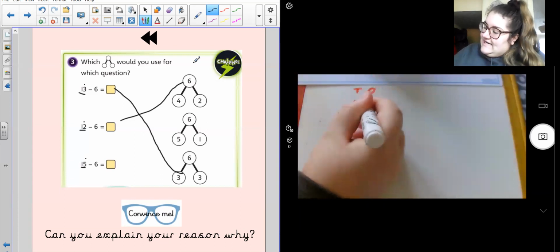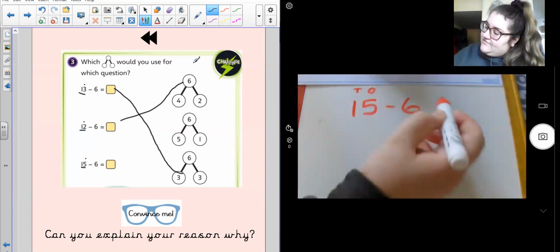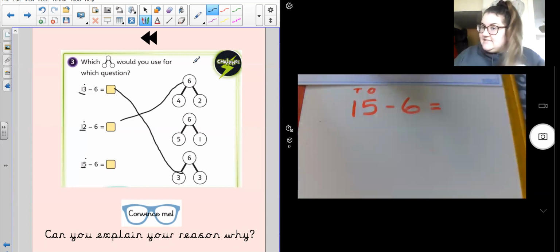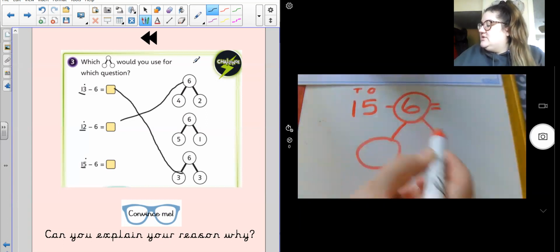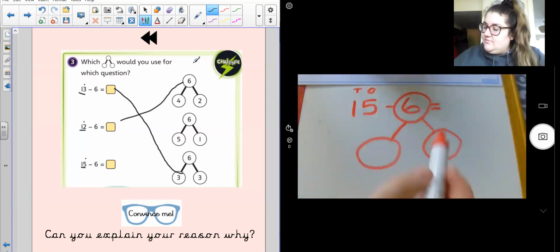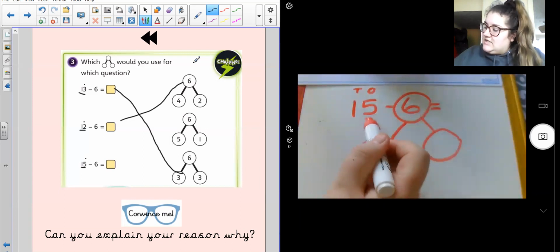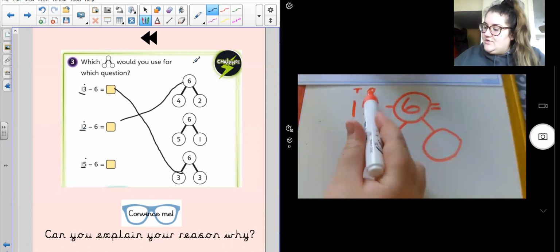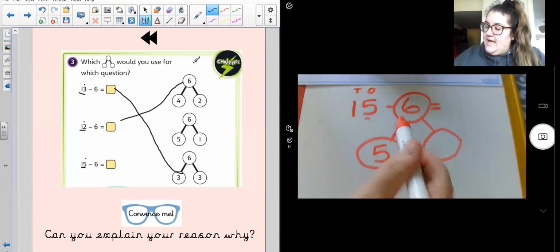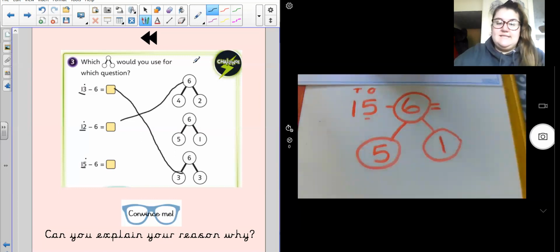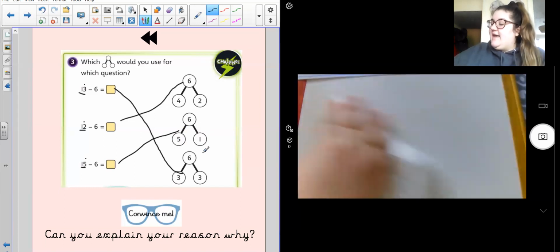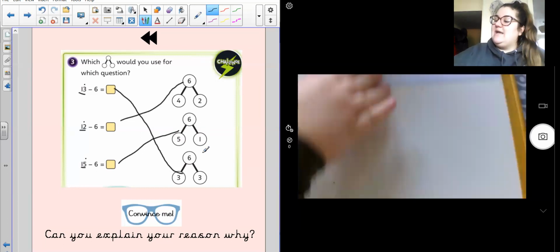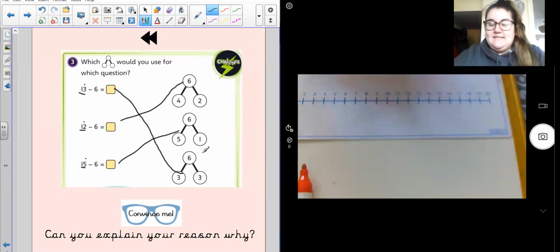So I've got 15 take away 6. 15 subtract 6, okay? And I'm going to take my number 6 and I'm going to partition it into 2 parts. And I know that I've got 5. I'm going to use my ones from the whole number. And I know that 5 add 1 more is 6. And there we go. 5 and 1 more is 6. So that might have looked a little bit tricky to start with, but once we rewound and used our knowledge from earlier in the week, we did a pretty good job together.